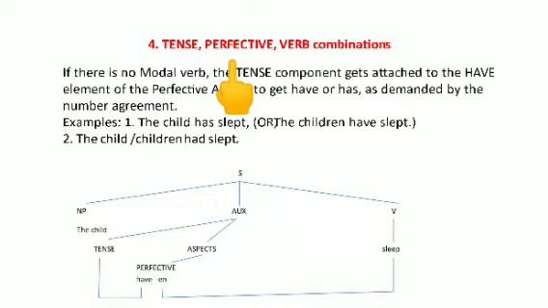Tense, perfective, verb combinations. If there is no modal verb, the tense component gets attached to the have element of the perfective aspect to get have or has as demanded by the number agreement. Examples: the child has slept or the children have slept. The child or children had slept.